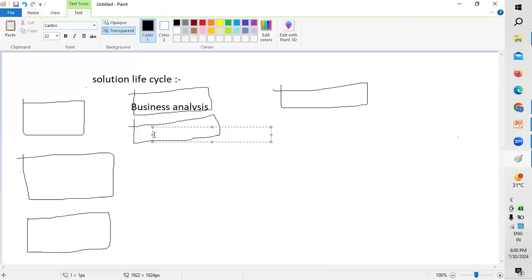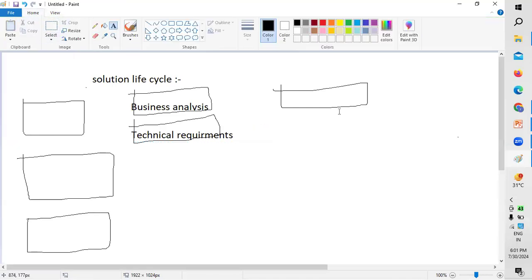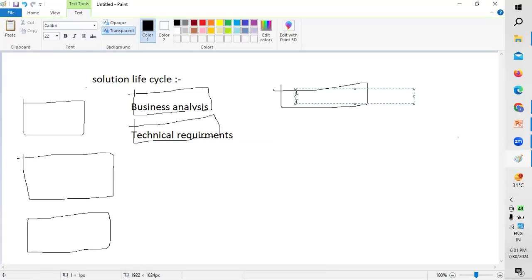The next one is the technical requirements, which we must have an idea about. These technical requirements can be use case analysis, usage analysis, or the quality of service requirements we are going to take. All these things come under the technical requirements part. The third one, which is important as far as the process is concerned, is what we generally call logical design. Logical design is the third one.